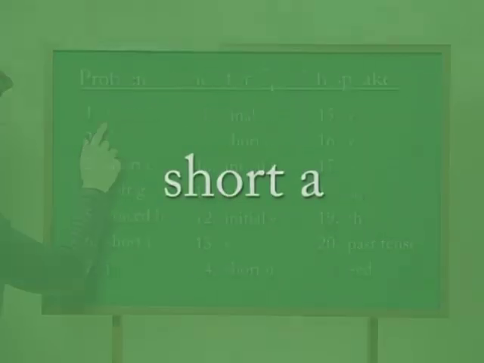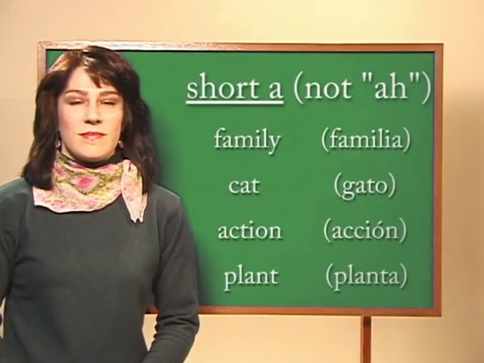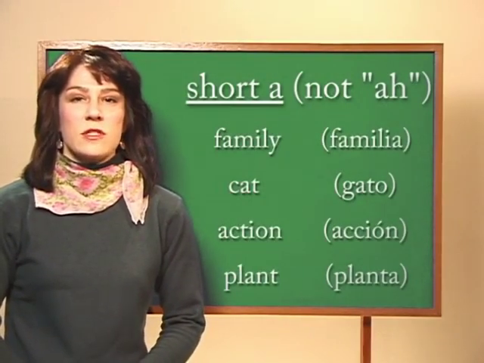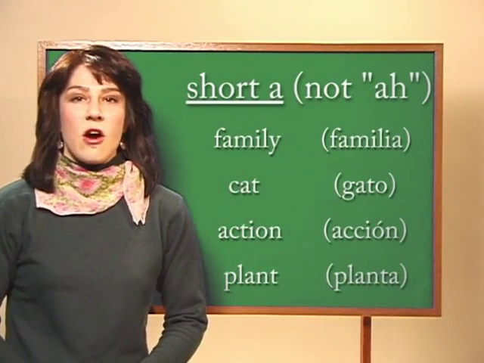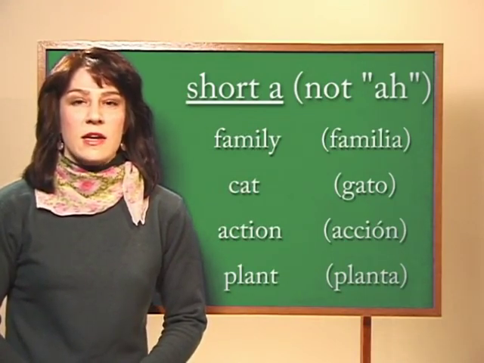The short A sound. The short A sound is made by opening the mouth wide. The teeth are apart with some of the top and bottom front teeth shown. The sides of the tongue touch the bottom back teeth. Some English words that have the short A sound are family, cat, action, and plant.